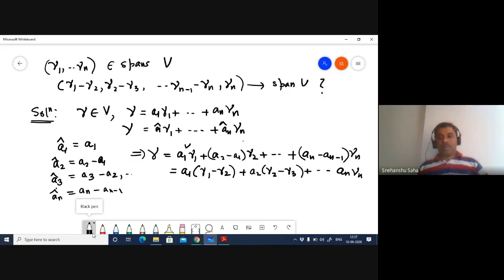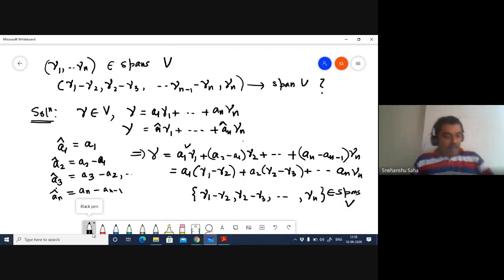So therefore, what you have is again a linear combination, but this time a linear combination of a different arrangement of those spanning lists. So therefore, what you have is gamma 1 minus gamma 2, gamma 2 minus gamma 3, and so on. So the answer is yes, it can be.